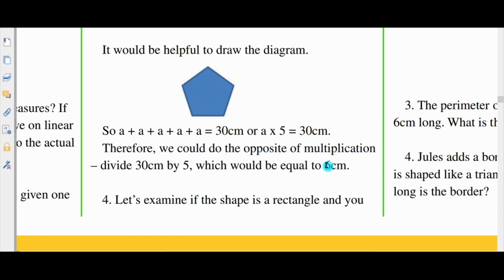Opposite of multiplication, divide the 30 centimeters by 5, which would be equal to 6 centimeters. So one of these sides is 6. So 6 times 5 would give me 30.